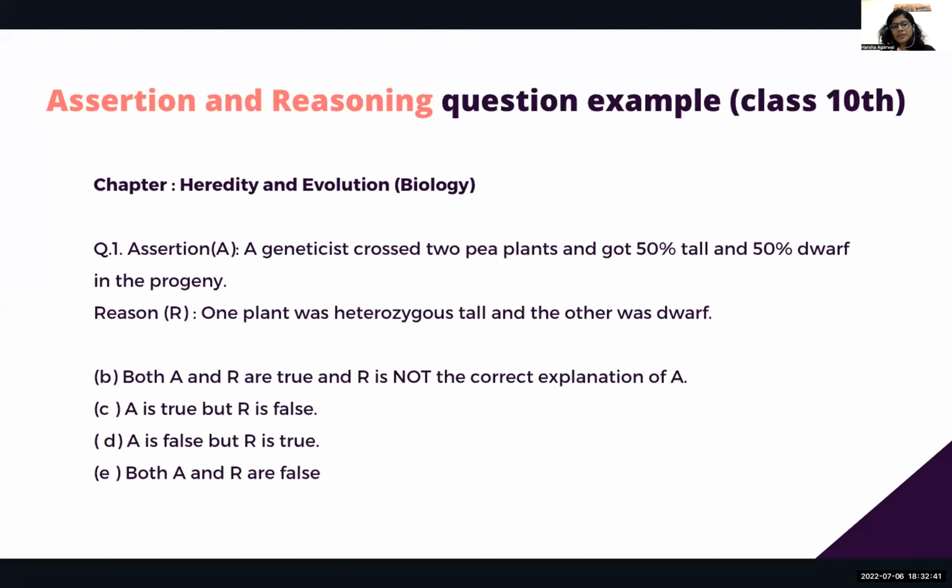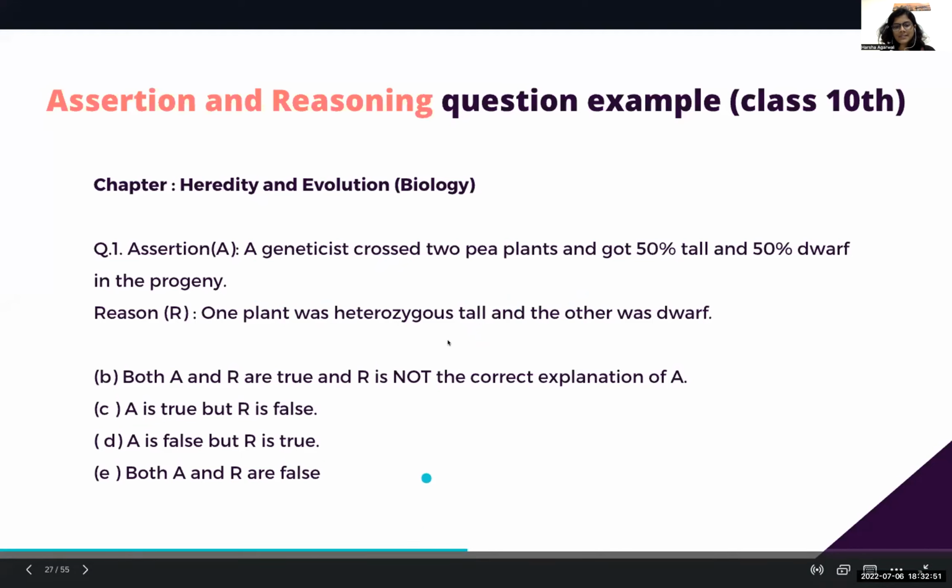One plant was heterozygous tall, and the other was dwarf, is the reason. And then you have four options. Biology teachers, come on, what is the answer?